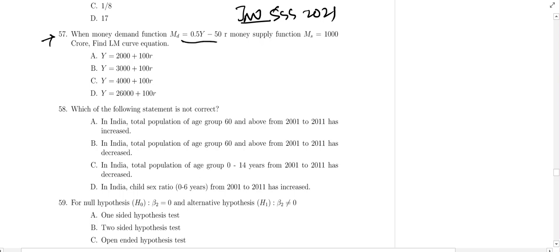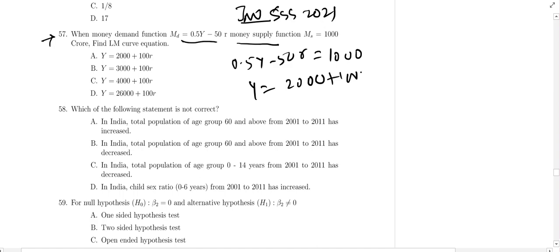The money demand function is this, the money supply function is this, and we need the LM curve equation. So for that, 0.5y minus 50r equal to 1000. Money demand equal to money supply on this curve. So y equal to 2000 plus 100r, multiplying 2 to both sides. Is the answer number A.